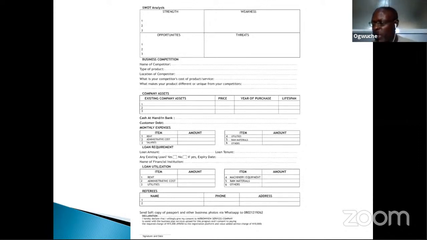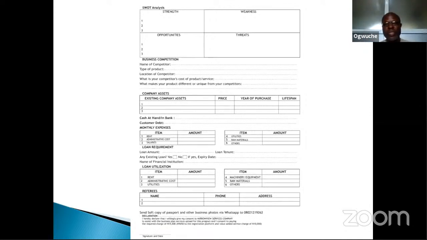Then of course, what are the weaknesses? Your weaknesses could be in the area of a poor distribution network. You might not have the finances to get a delivery van that will help you with delivery of your birds and the eggs. So your distribution network is poor, and in terms of competition, you're not able to compete effectively with your competitors because of that. There are also insufficient funds for expansion.